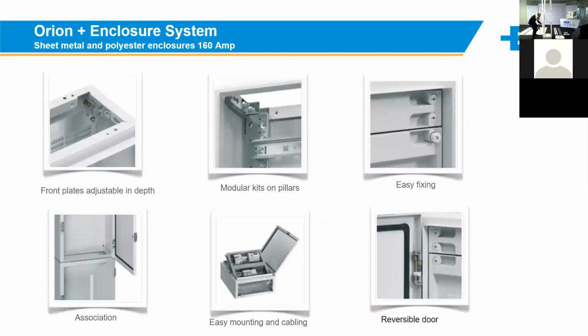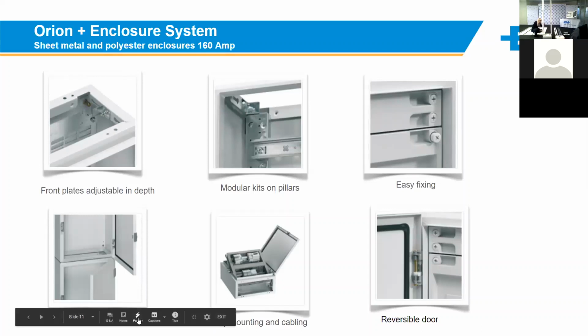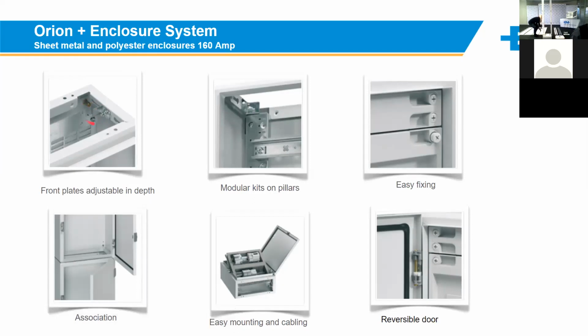Some of the features of the product is that the plates are adjustable, as you can see in the presentation. The modular kits are fitted onto the pillars of the product, which makes it strong and robust to hold all the miniature circuit breakers in place. And it's also flexible in the sense that you can actually add two of these distribution boards on top of one another and fit it into your application or whatever the requirements might be for the installation that you're busy with.